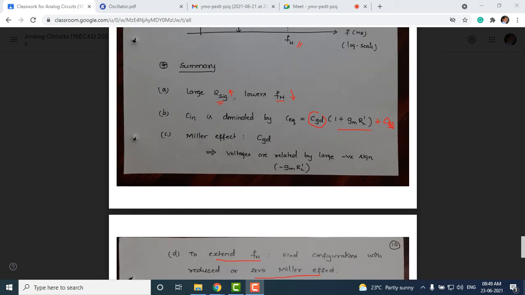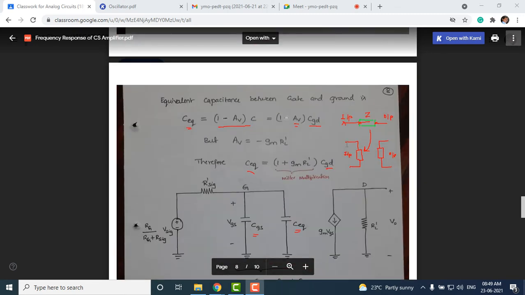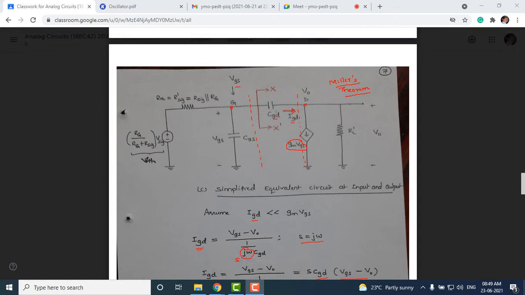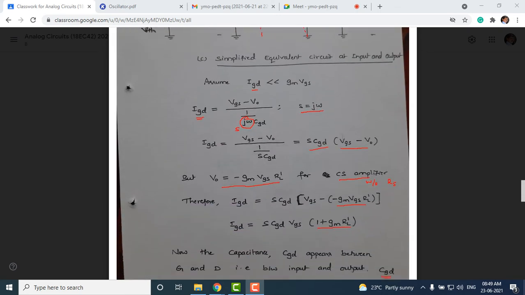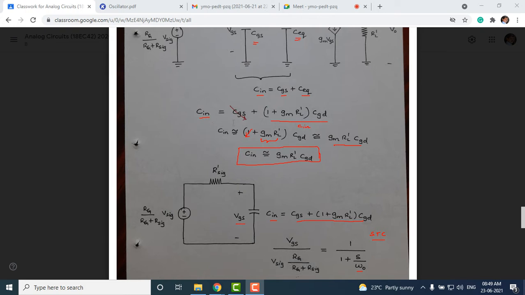Why did this Miller effect come into play in this circuit? Because if you look at the equivalent circuit, there is a capacitance that connects both input and output. Due to this, the Miller capacitance comes into play, and according to Miller's theorem, we have to divide this capacitance. Part of this capacitance goes to the input side of the circuit, and the remaining goes to the output part of the circuit. That is what Miller's theorem states. And when we see the equivalent capacitance at the input of this common source amplifier, the expression is CGS plus 1 plus gm times RL dash into CGD.